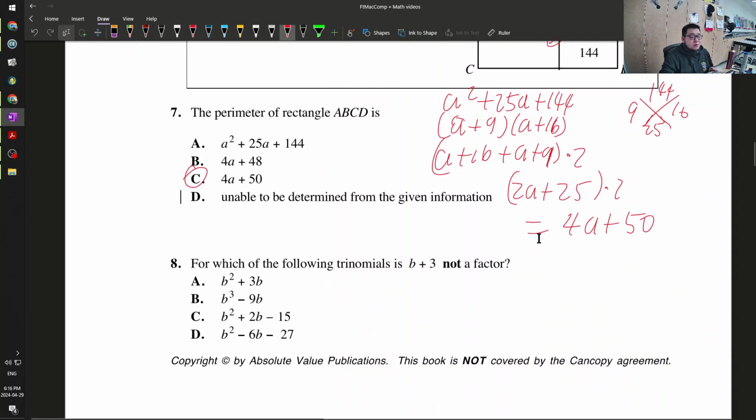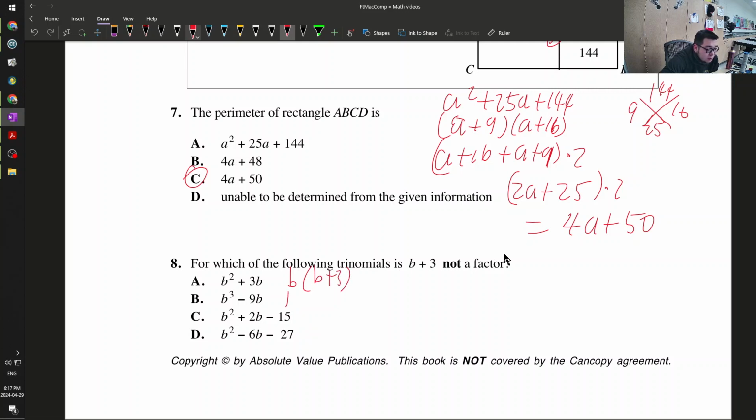8. Which of the following trinomials does not have b plus 3 as a factor? Well, it does say trinomial, so I am assuming these are trinomials, but we should still take a look. The first one is common factor b times b plus 3. Okay, nothing to see there.